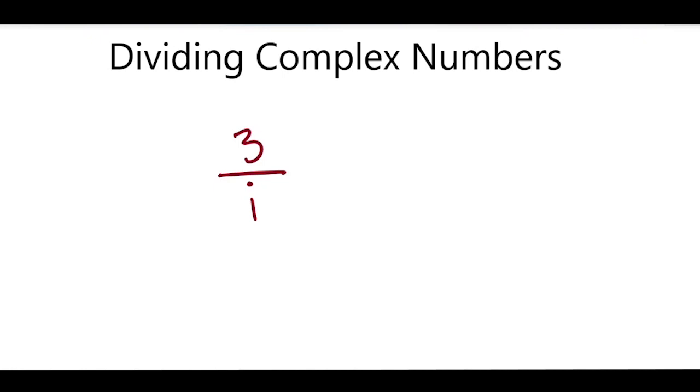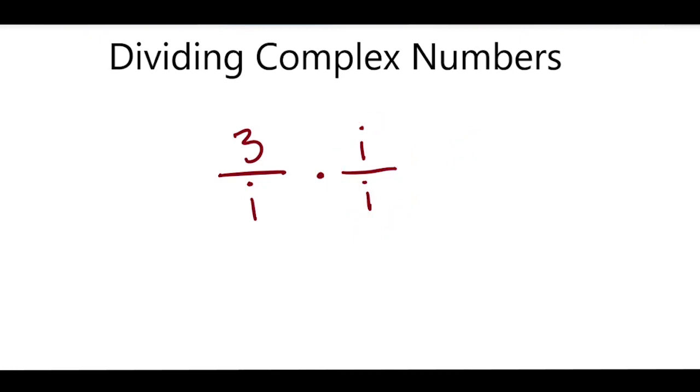Well, you can't leave i on the bottom of a fraction because remember, i is the square root of -1, and we do not leave radicals on the bottom of a fraction. So the way you solve this situation is you multiply top and bottom by i, because remember, anything divided by itself is 1. And you can multiply anything by 1 and it still has the same value.